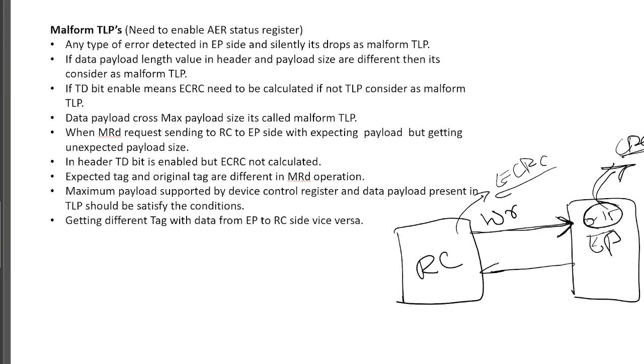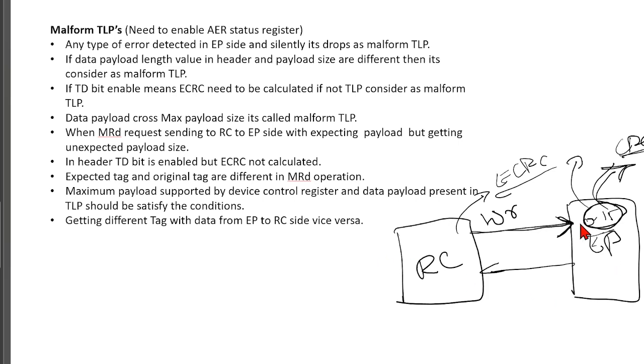That packet will be dropped. Whatever data you are sending from RC to EP side, that data will be dropped. That won't be considered on the EP side. So you will see an error as a Malformed TLP. Maybe some error is present, that we call a Malformed TLP. We'll see how different types of Malformed TLPs are generated.